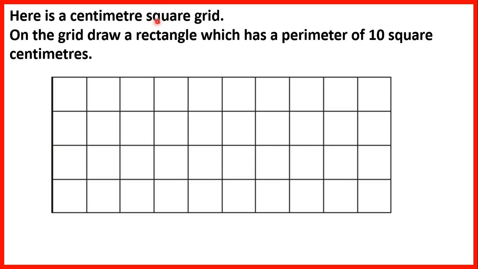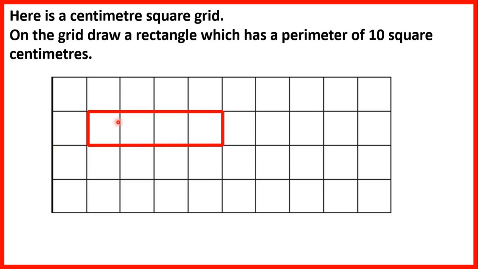Here is a centimetre square grid. On the grid, draw a rectangle which has a perimeter of 10 square centimetres. So we need to remember that the perimeter is the distance around the outside of the shape. So there are two possible rectangles that we could draw.